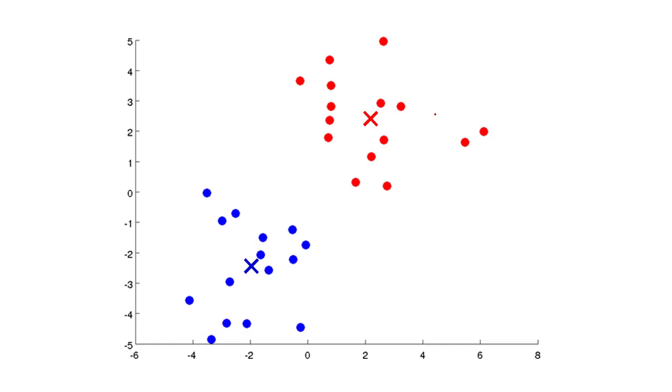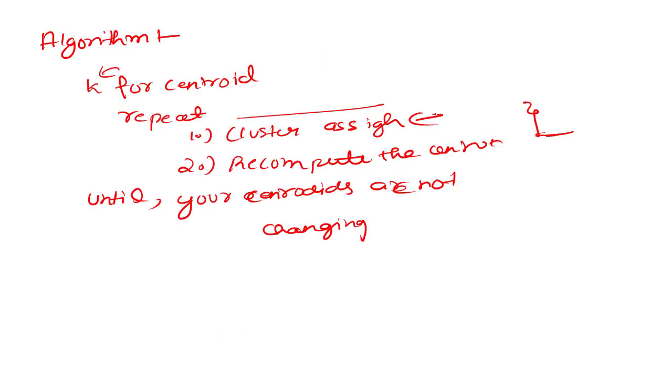Now in the next iteration, it is not changing. Now your K-means clustering has converged, and you are done. So here is the algorithm, and you will be able to see the same thing on the internet. First you choose K, the number of clusters, then you assign the clusters and recompute, until your centroids are not changing. So this is the whole K-means clustering algorithm, and I really hope that you understood it.